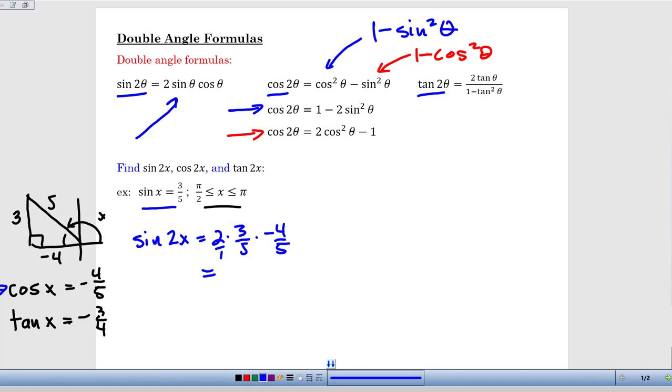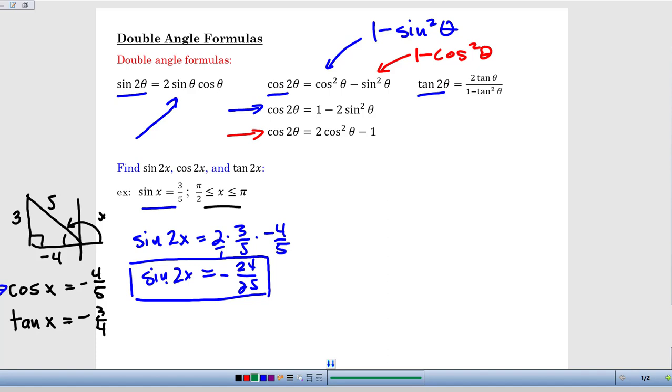There's no cross canceling or reducing that we can do. So we can see that the sine of 2x is going to be 2 times 3 times 4 on the top, so 24. 5 times 5 on the bottom, 25. And we've got that single negative there. So our answer is -24/25.